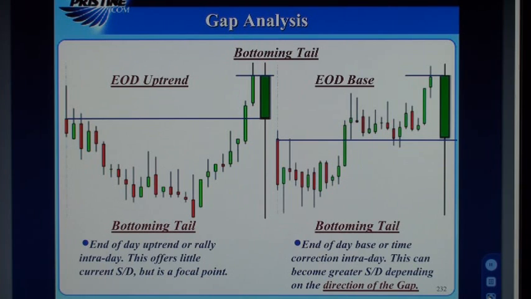And a move up from an end of day base, bottoming tail type of a pattern, is going to provide a better setup, or a 5-minute bar closing near its high and above its open, taking that above the high, versus an end of day uptrend which is already moving up multiple bars in a row.